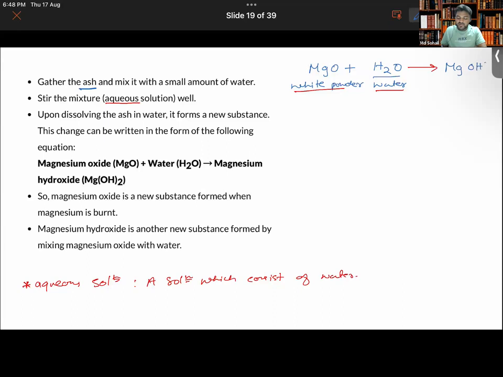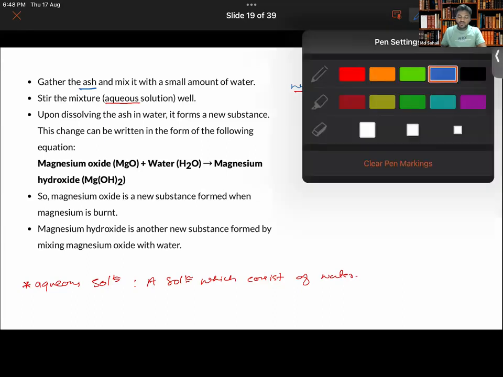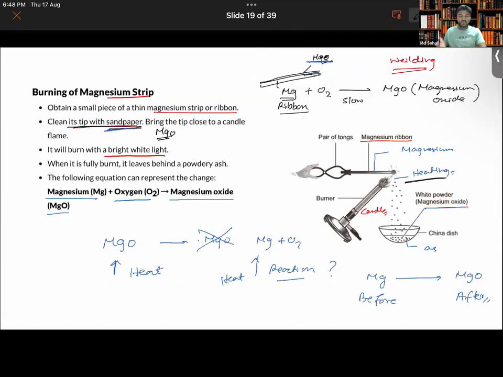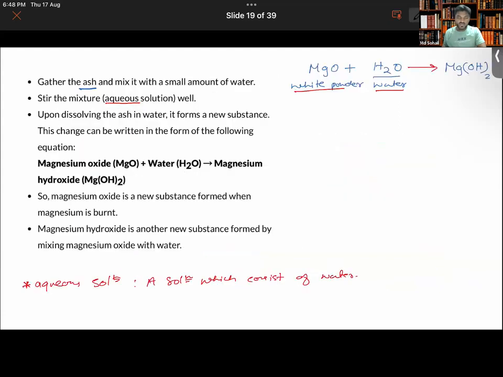Magnesium hydroxide. So look over here, guys. How many reactions are taking place here? In fact, we already saw that one chemical reaction has taken place here when magnesium reacted with the oxygen. Now you've got the white powder. Now you have added water into it. Now another new product is forming here. Magnesium hydroxide is forming here.